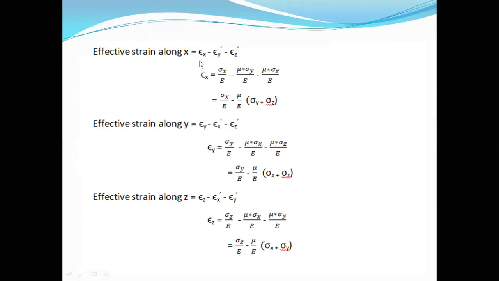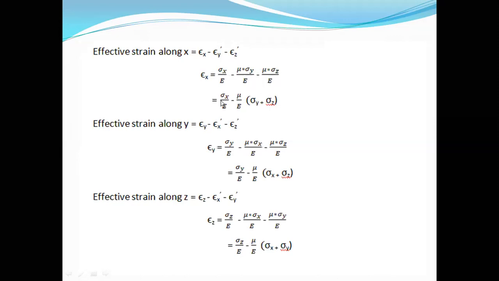Now effective strain along x-axis is equal to what? Epsilon x minus epsilon, this is a lateral strain due to sigma y, this is lateral strain due to sigma z. Because I wanted to find out along x direction, the strain along x direction is sigma x by E. And the lateral direction, I need to subtract it because I wanted to find out effective strain along x-axis. So sigma x by E is the actual strain along x-axis, minus the corresponding effect, the reduction in strain along the x-axis due to application of normal stress along y and z direction. So I need to subtract it: minus mu into sigma y by E and minus mu into sigma z by E.